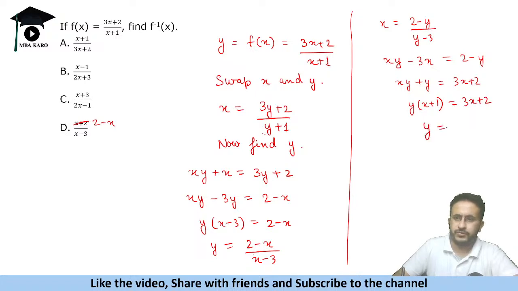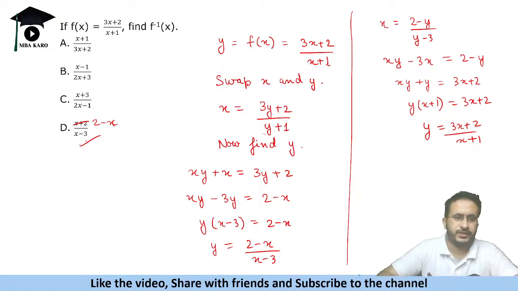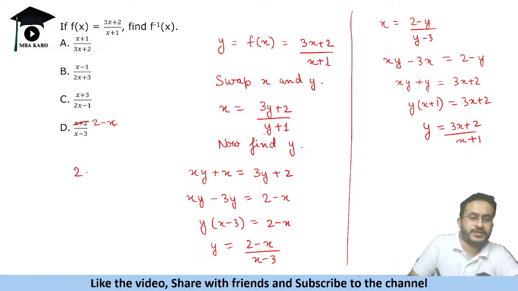So y is equal to, that is our answer. I mean, there must have been a mistake in framing the option. This would be the answer, right? None of the options. (2 minus x) upon (x minus 3).